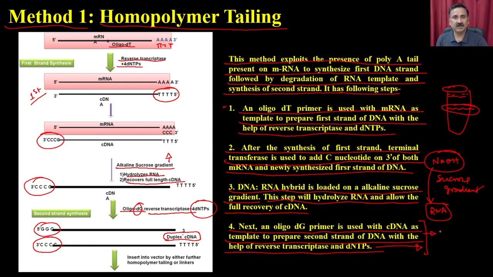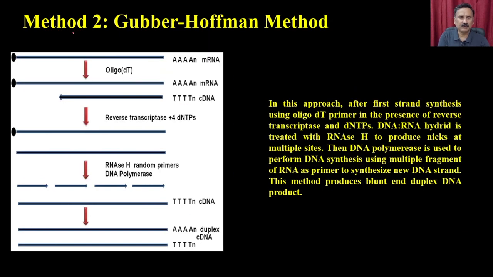At this stage, in the second strand synthesis, you have a choice. You can use the reverse transcriptase and the poly-G primers, or you can use the Taq DNA polymerase. You can use the RNA polymerase as well, with the dG primers. Either of them will work and give you the full-length double-stranded cDNA, which can further be inserted into the vector either by homopolymer tailing or by linkers.